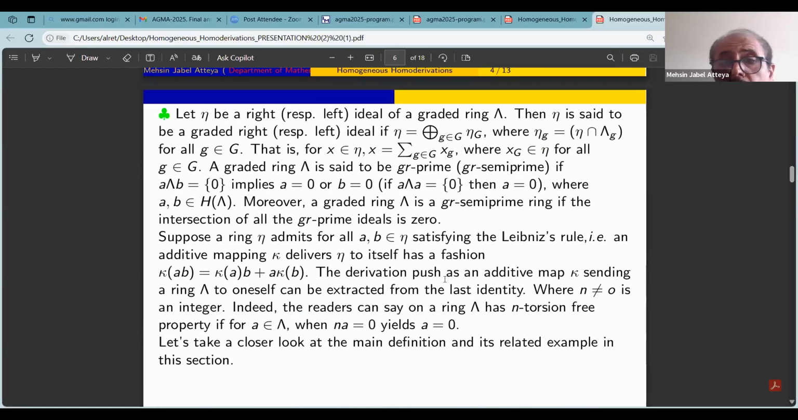The derivation, an additive mapping kappa sending lambda to itself, can be extracted from the last identity where n not equal 0 is an integer. Indeed, we can say a ring lambda has the n-torsion-free property if for a in lambda, n times a equals 0 yields a equals 0. Let us take a closer look at the main definition and its related example in this section.